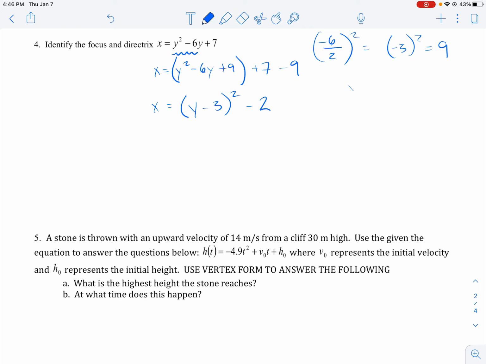Now remember, in vertex form, when you have an x that's starting, things get switched around a little bit. So it's y minus k squared plus h. Remember, the h's go with the x's, and the y's go with the k's. So in this case, our vertex point is going to be 3, comma, negative 2. So let's draw that in.